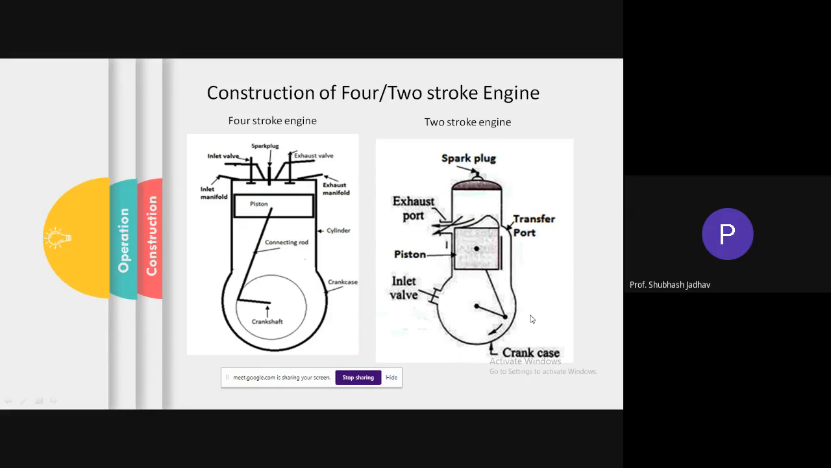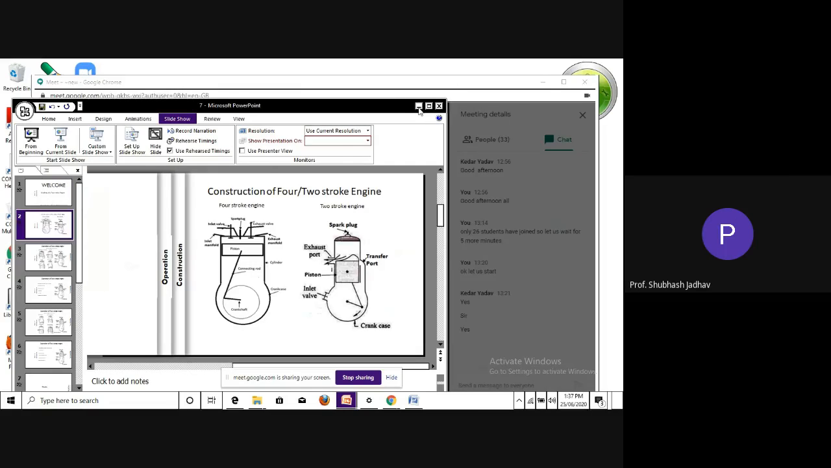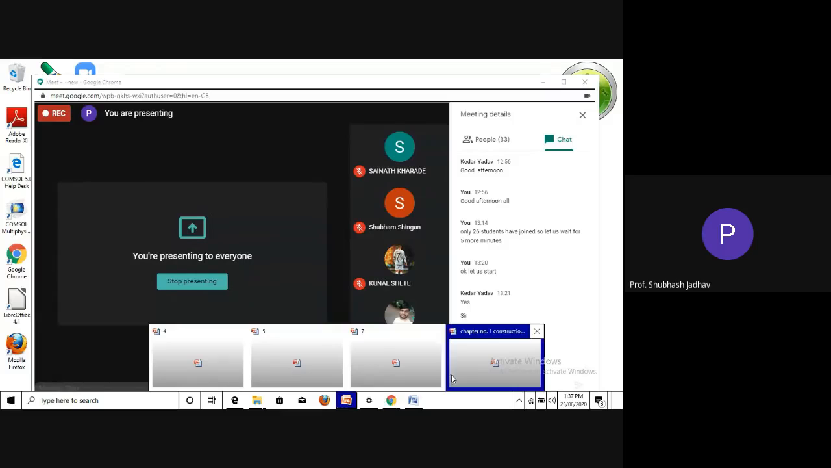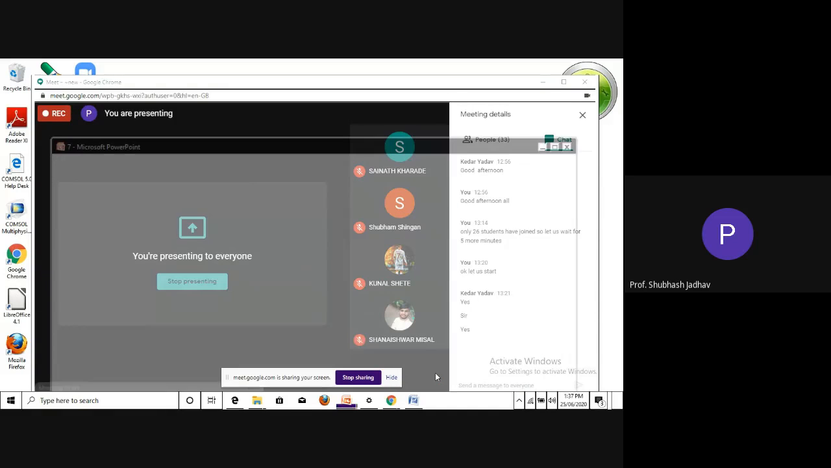So that is about the, see, every time I have to minimize and admit, so that becomes an issue.